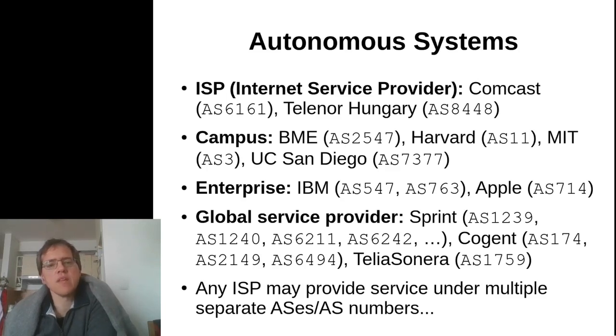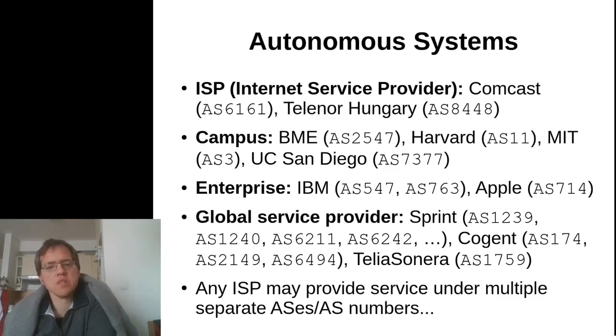The third important actor in this field is enterprises. These are businesses like IBM or Apple. These are again typical examples of autonomous systems where a particular office building, or an entire campus of an enterprise, is collected into an autonomous system and connected to the internet as a whole.